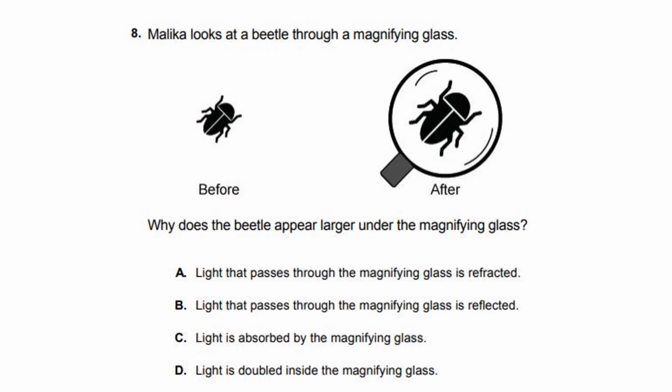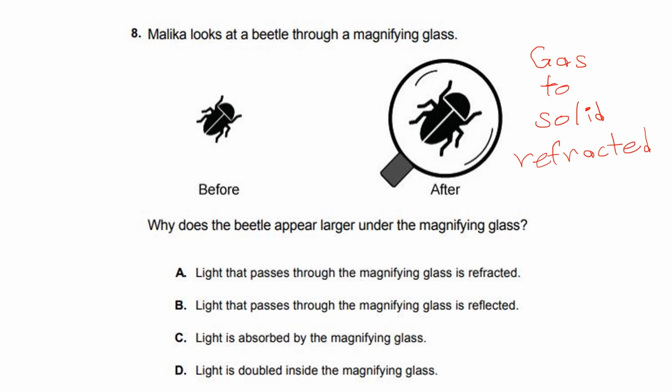8. Malika looks at a beetle through a magnifying glass. Why does the beetle appear larger under the magnifying glass? So once again, as you look through that magnifying glass, that light wave is traveling from a gas through a solid. So that means it's going from one medium to the next. And if you know your definitions, you understand that it's actually being refracted.